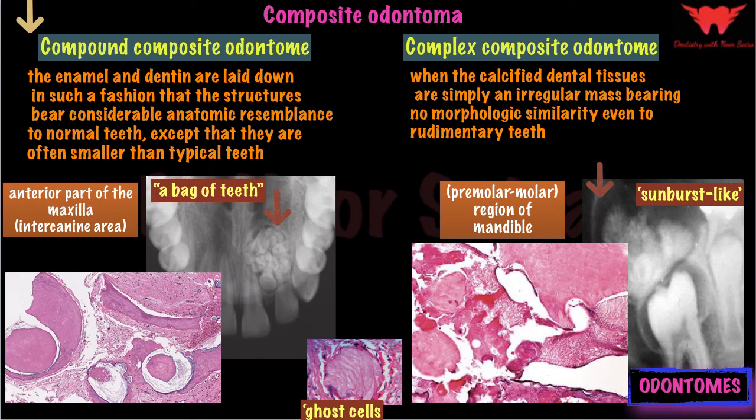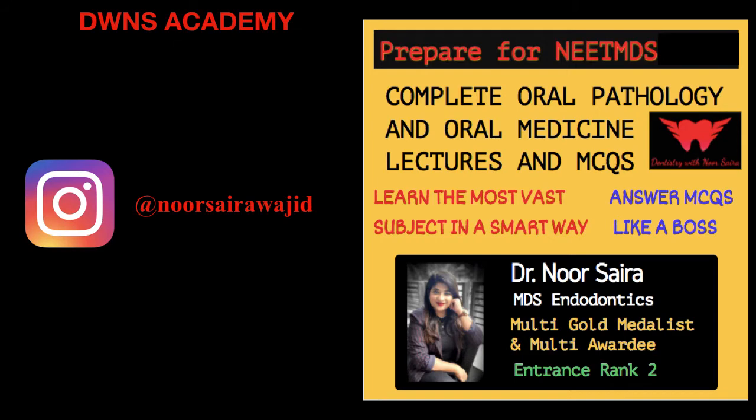When there is simultaneous occurrence of ameloblastoma and composite odontome, it is called ameloblastic odontoma or odontoameloblastoma.